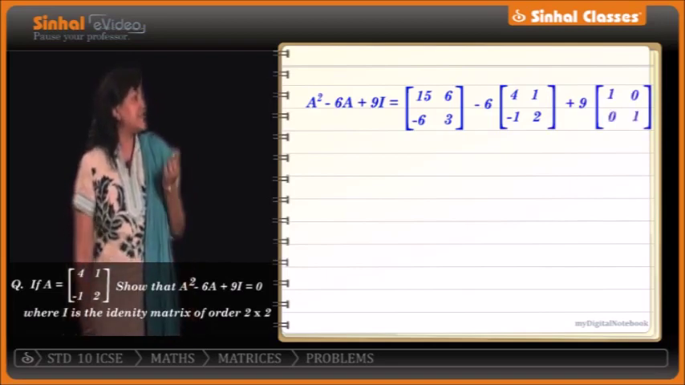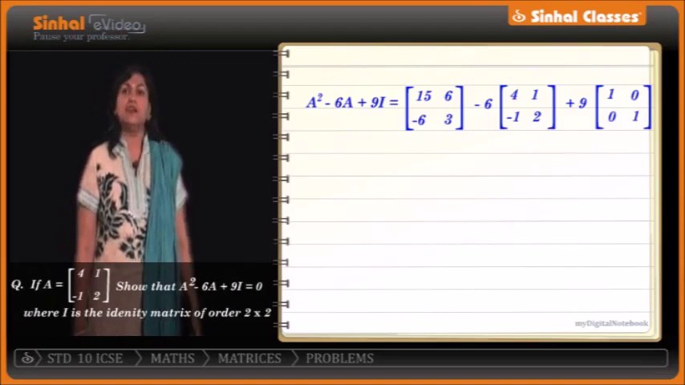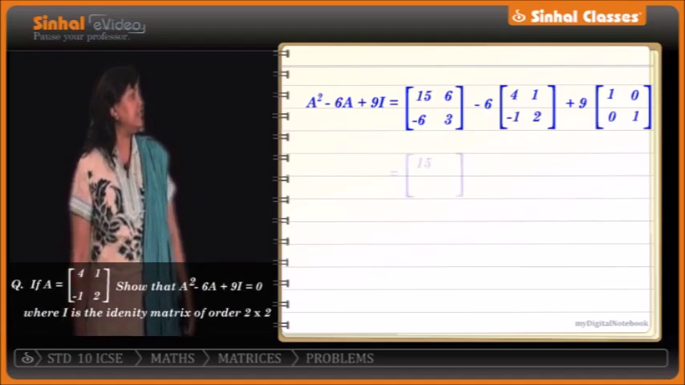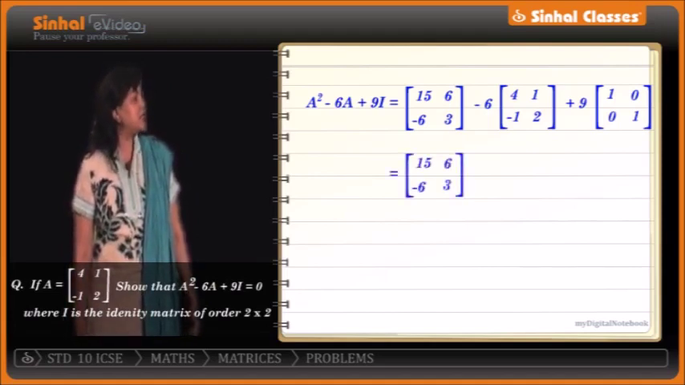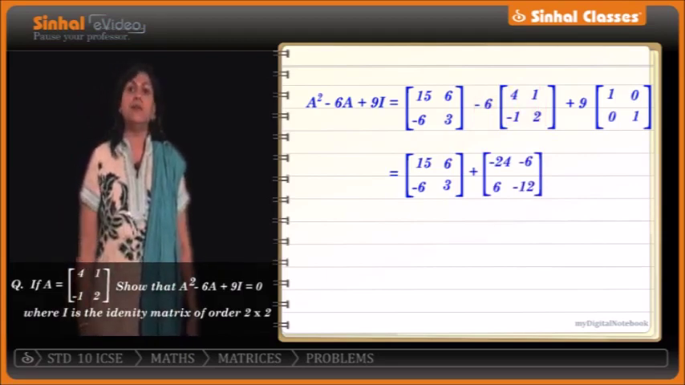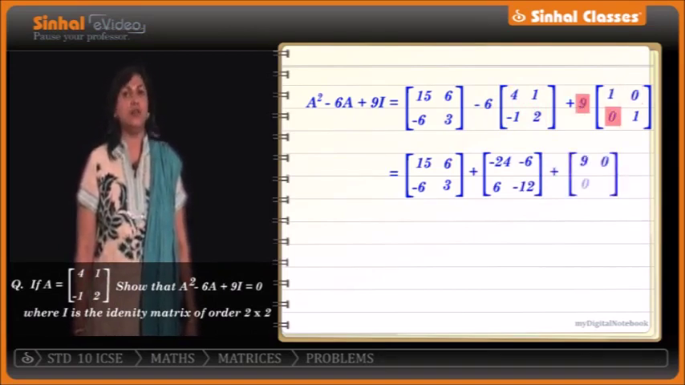Now, in the second term, we have minus 6 times the matrix A. Here we multiply all the elements of A by minus 6 and keep the sign of addition outside. So we get [15, 6; -6, 3] plus [-24, -6; 6, -12], plus for the third term, we multiply all the elements by 9 to get [9, 0; 0, 9].